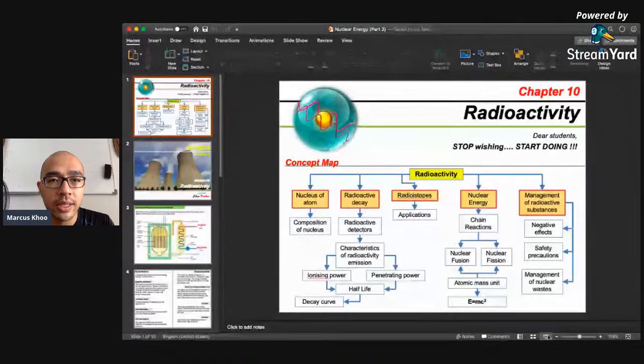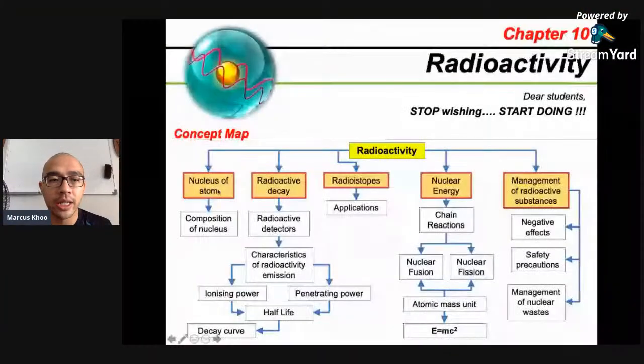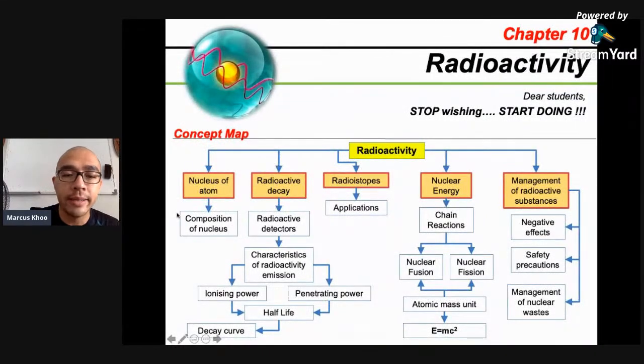Our PowerPoint for today. So far, we've been talking about this entire part of radioactivity. We talked about the nucleus of the atom. Then we went on to talk about the three types of radioactive decay, what the radioactive detectors are, and then, of course, half-life. And we did the calculations for half-life. After that, we spent some time talking about the uses of radioisotopes.